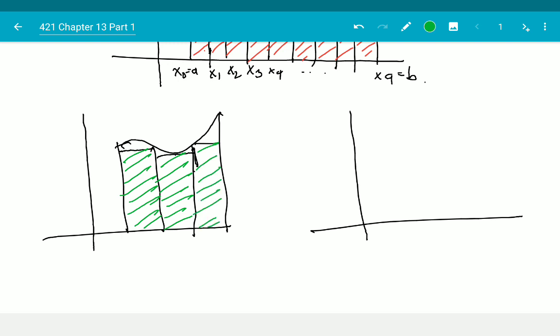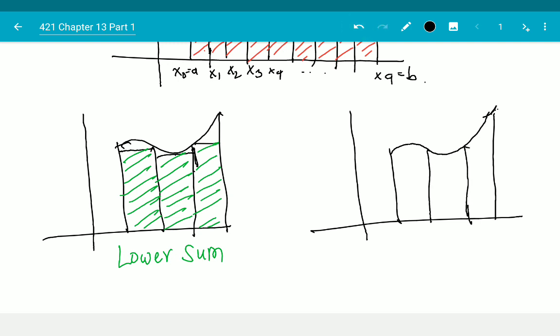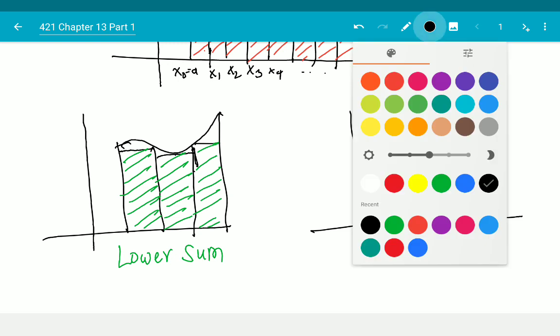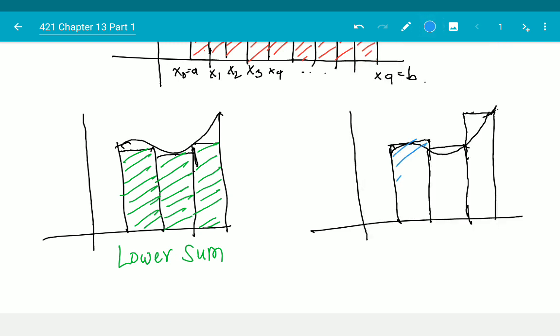So this is a lower sum, and I can similarly, for the same figure more or less, say, now I'm going to look at the highest values everywhere, and I can be sure that what I'm now drawing is an overestimate, right? So this will be called an upper sum.